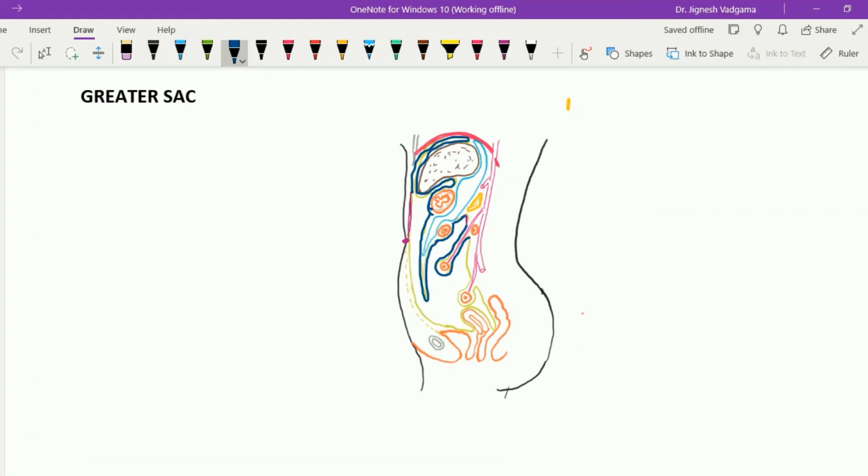Now again this visceral layer becomes parietal when it reaches the posterior abdominal wall and runs along with it. As it reaches up to the sigmoid colon, this parietal peritoneum again forms the visceral peritoneum to enclose the sigmoid colon and form the sigmoid mesocolon. Now again, after reaching up to the posterior abdominal wall, it forms the parietal peritoneum.